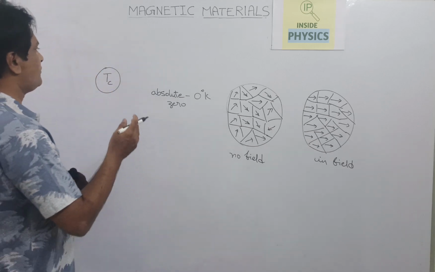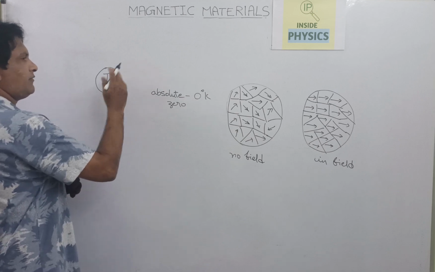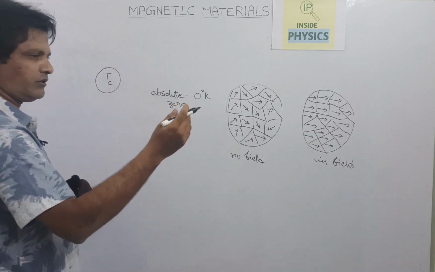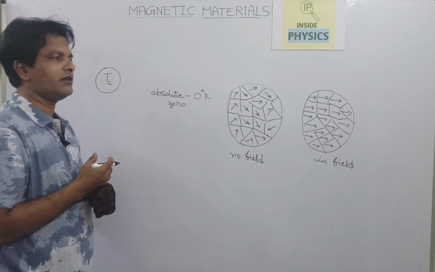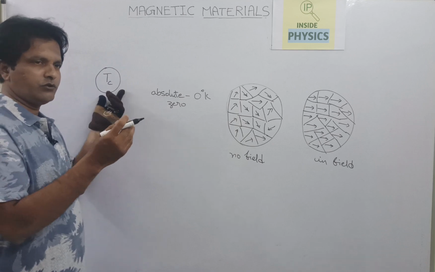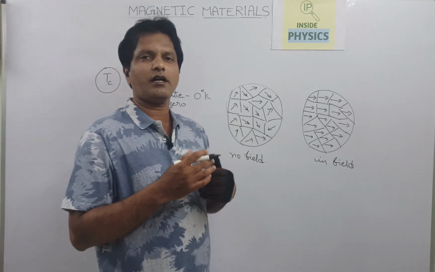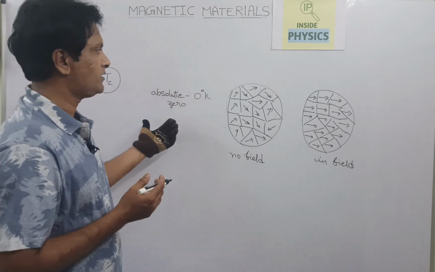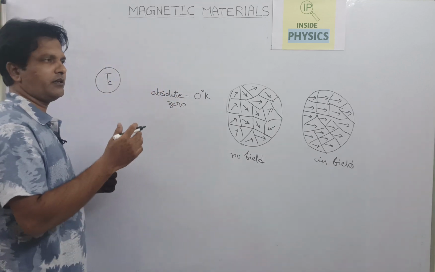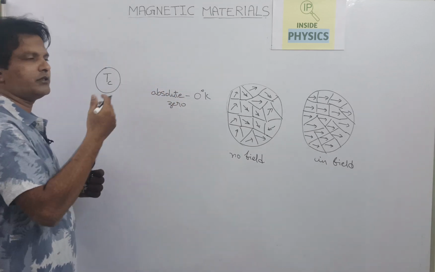So from above the Curie temperature, if you cool the material, on coming down to the Curie temperature, the spontaneous magnetization appears again at the Curie temperature if you are cooling the material from a temperature above the Curie temperature.